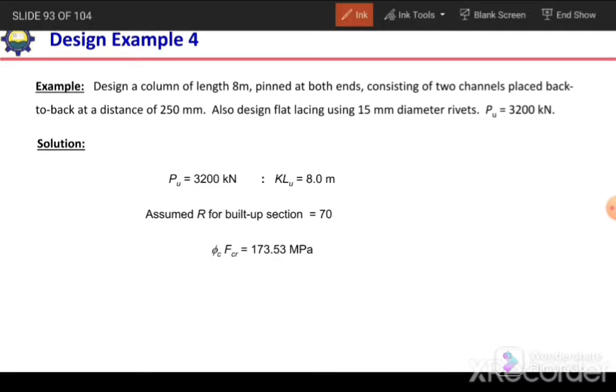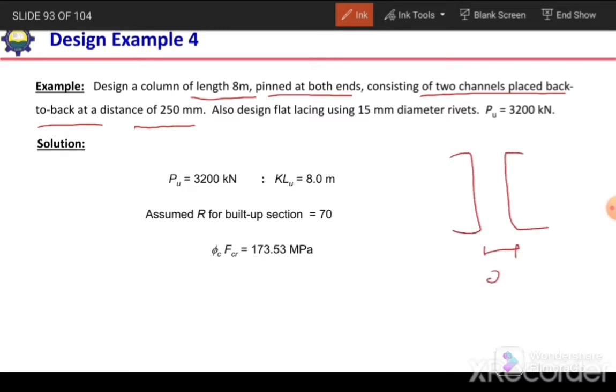So the statement is: design a column of length 8 meter pinned at both ends. It consists of two channels back to back at a distance of 250 millimeters. It means the channels are back to back and the distance between these two channels is 250 millimeter. Also design flat lacing, meaning we need to design the lacing as a flat element with B width and T thickness. And 15 millimeter diameter rivets are used to connect this lacing with the flanges of the channel section, and the applied factored load is 3200 kilonewton.